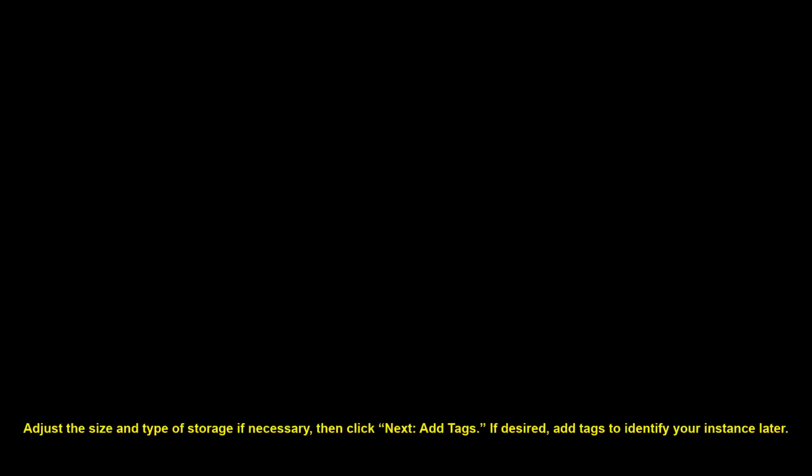Choose the instance type that meets your project requirements. Click Next, configure instance details to set up instance configurations. On the Configure Instance page, set the details as needed for your project. Next, click Next, add storage to configure the storage options for your instance. Adjust the size and type of storage if necessary, then click Next, add tags.